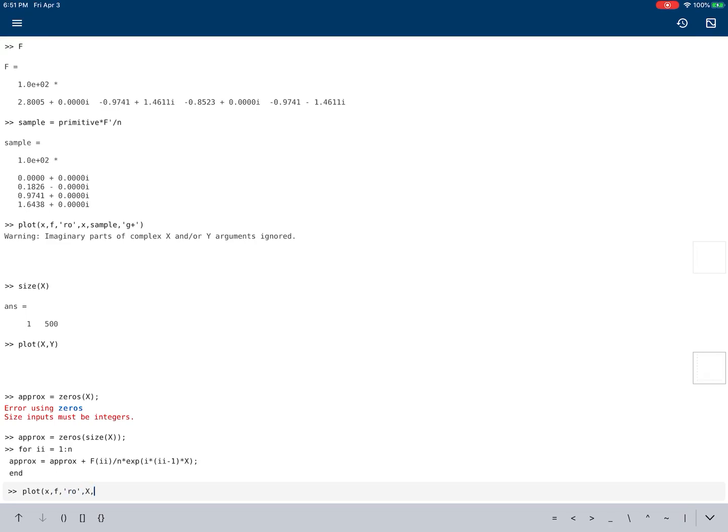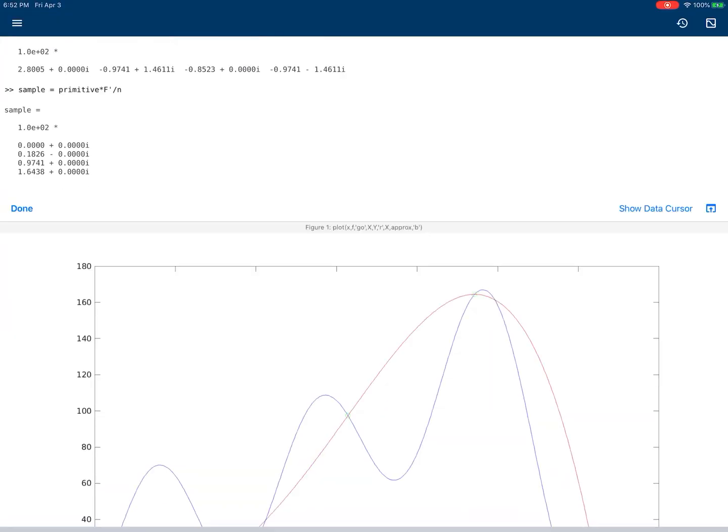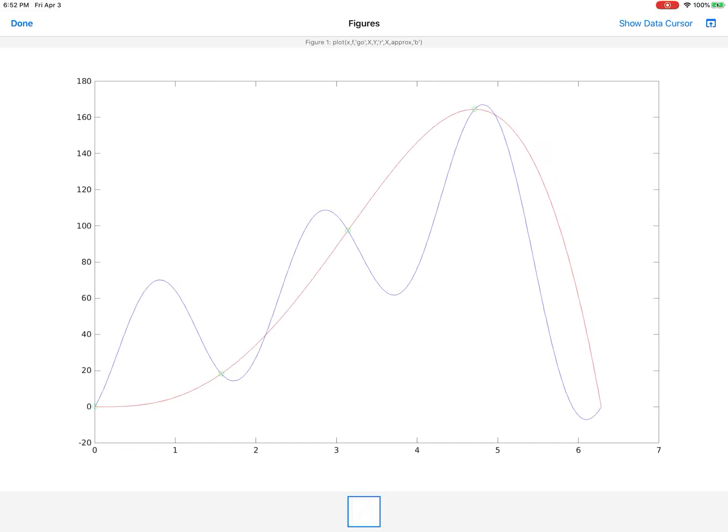And I can try to plot this now. Plot little x with f, our sample points, in green circles. Then big X with big Y to show you what the original signal looked like, in red. And then big X with approx, the approximation, in blue. And we plot these guys together, and notice what happens.